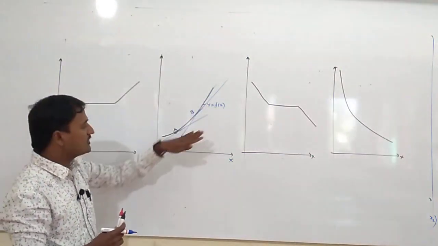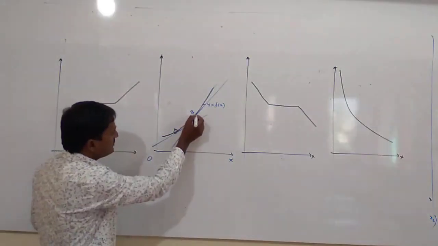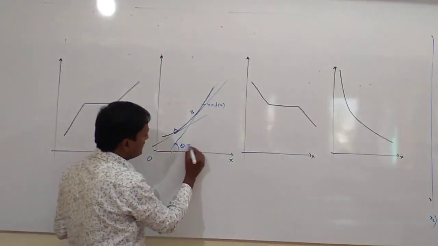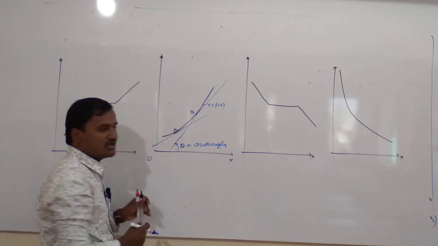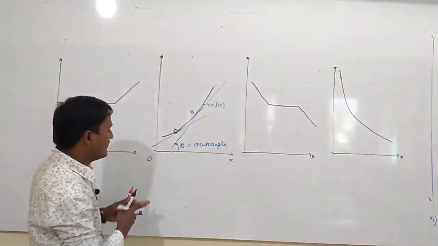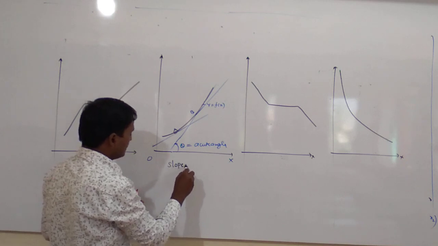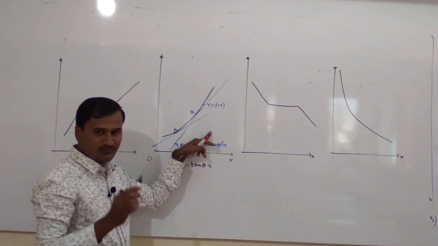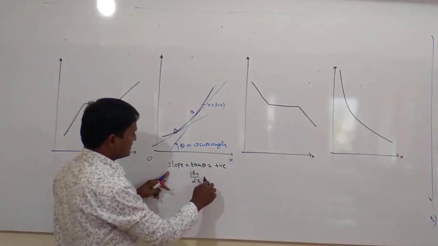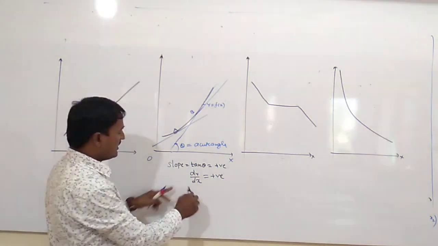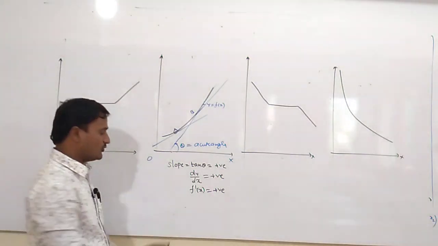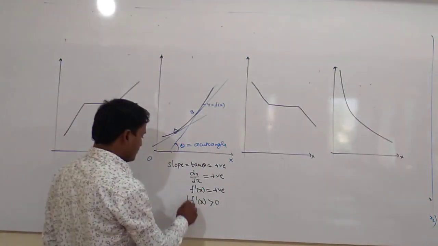Here you should observe that if I draw a tangent to the curve y equal to f of x, this tangent makes an angle theta with the positive direction of the x axis, and the theta formed is an acute angle. So clearly this angle theta lies in the first quadrant. Slope is nothing but tan theta, and in the first quadrant tan theta is positive. Slope means dy by dx, which is positive. So dy by dx means f dash of x, and f dash of x is positive, that is, f dash of x is more than 0.